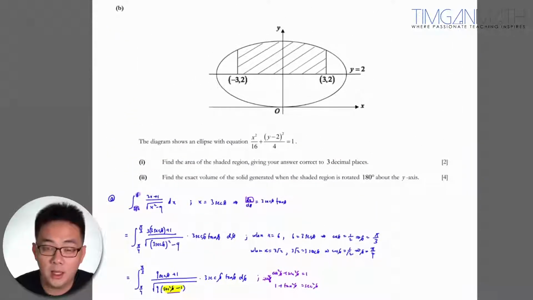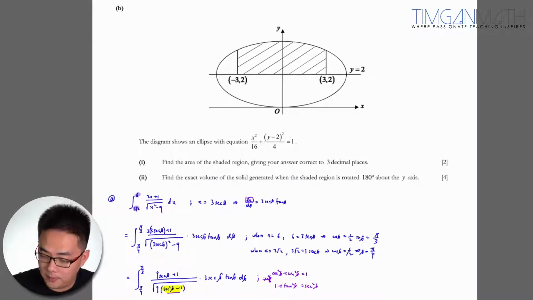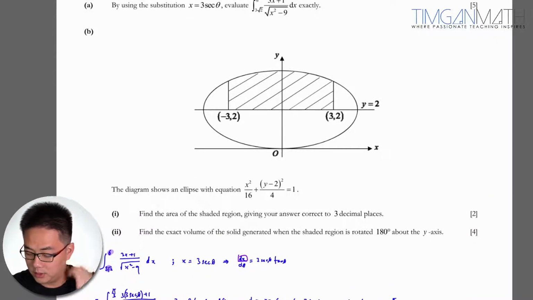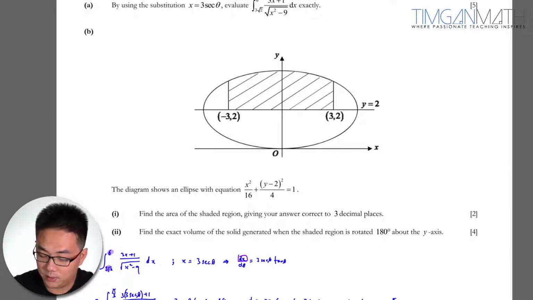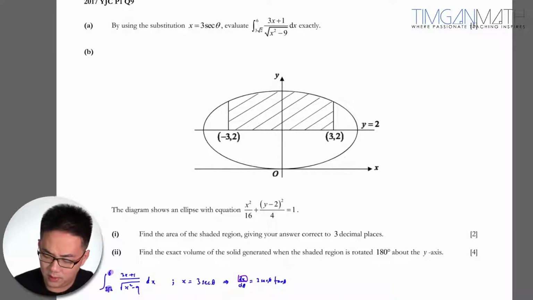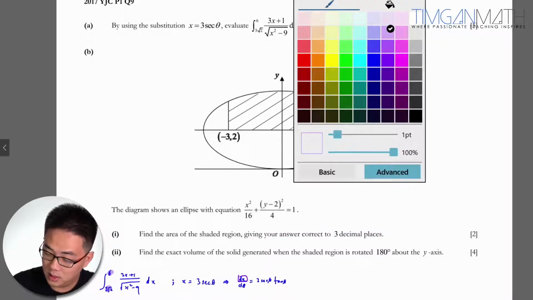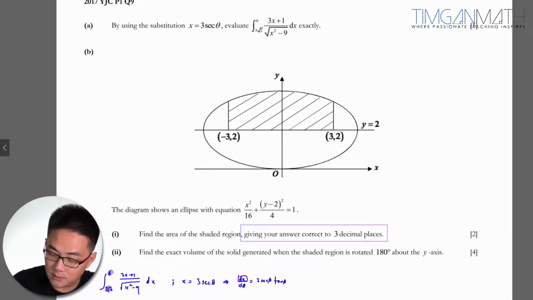Let's look at the next part, which is actually part B. Part B is an interesting one because you are actually told to find the area of the shaded region, given correct to 3 decimal places. I think that's pretty okay. We want 3 decimal places, meaning you can just use your calculator and evaluate. Okay, so let me just do this to 3 decimal places.